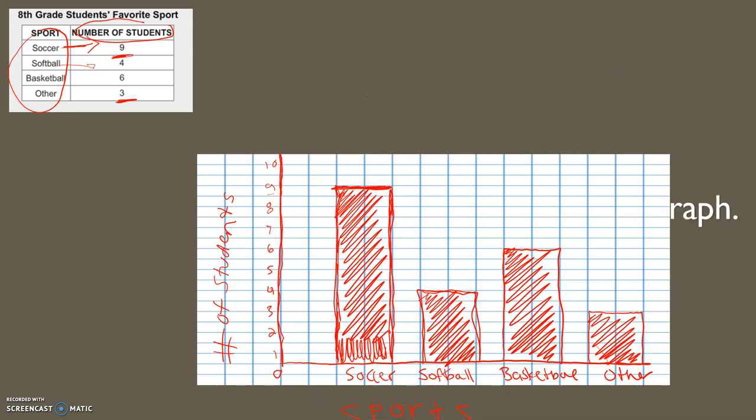The last step, step number 5, is to create a title that describes our graph. And really, you can use the same title as in your data table, which is 8th grade students' favorite sports. So this one is not super neat, guys, but obviously when you use your ruler to create your bar graph, it's going to be nice and neat, and all your bars will be straight and even, so you can get a nice representation of your data.